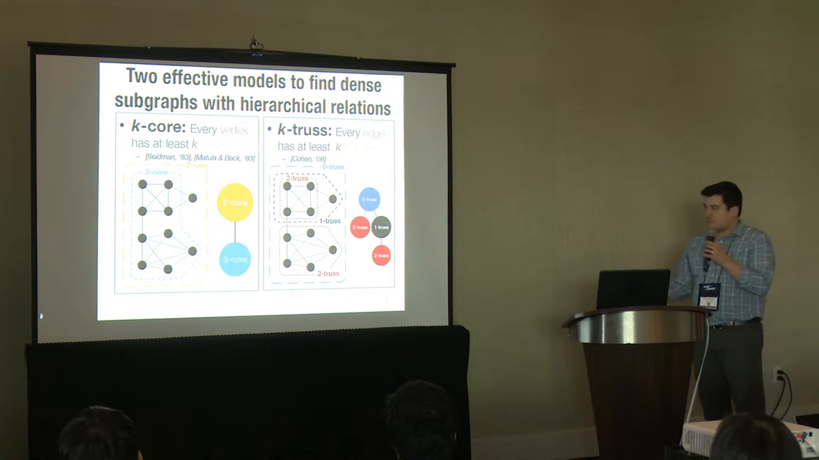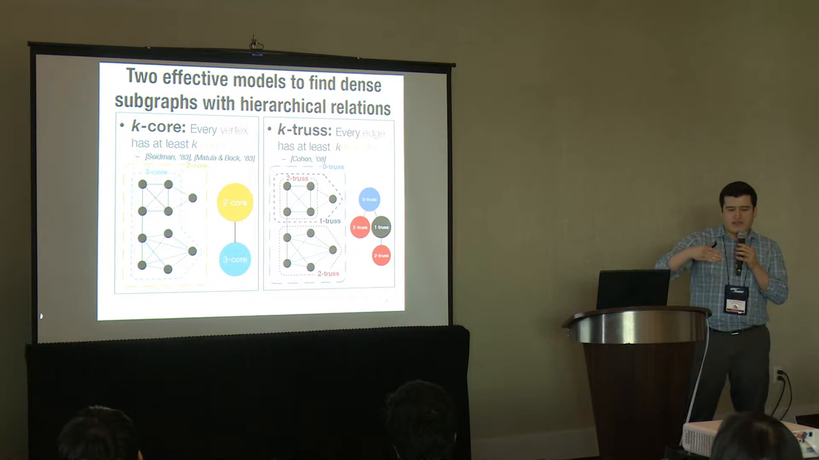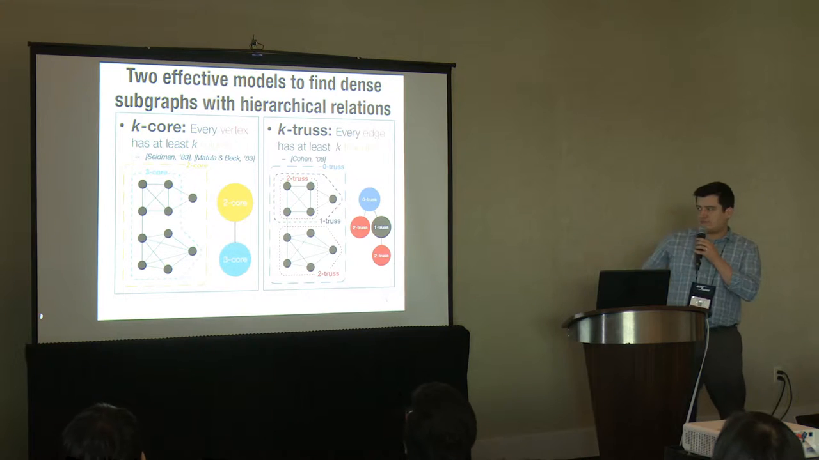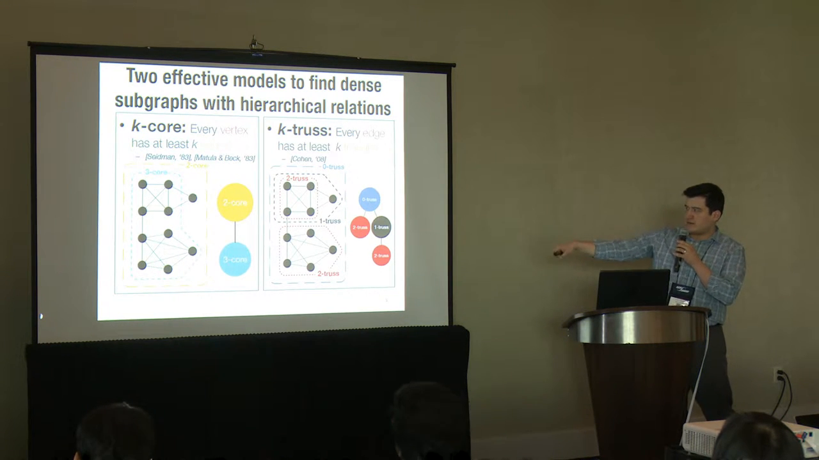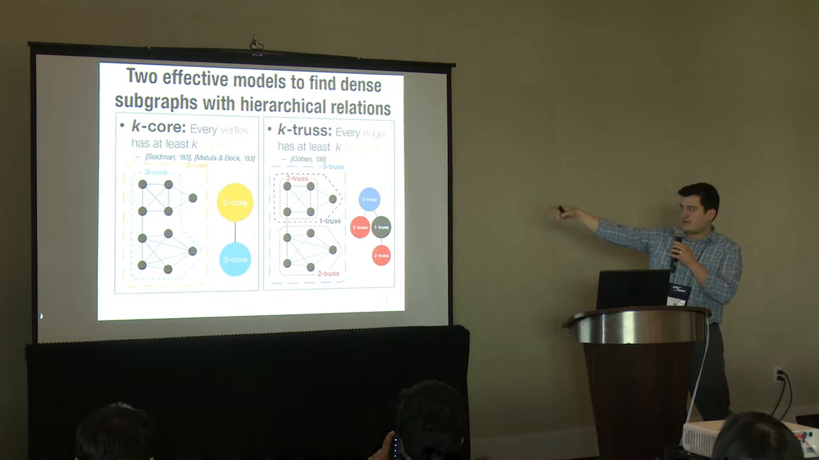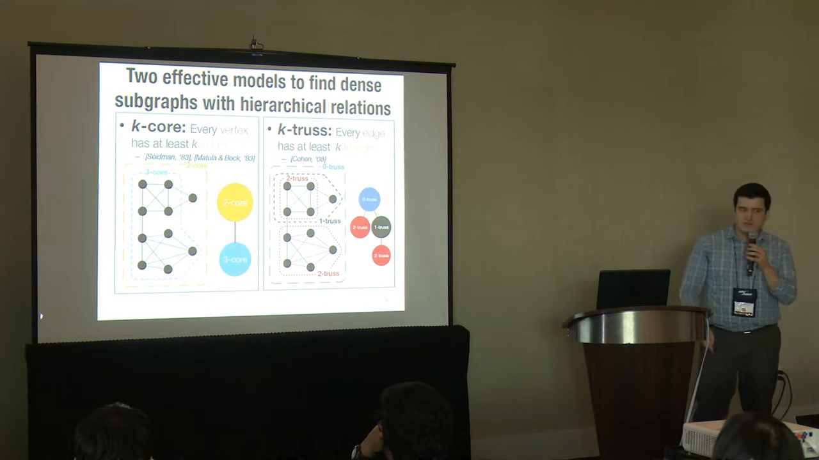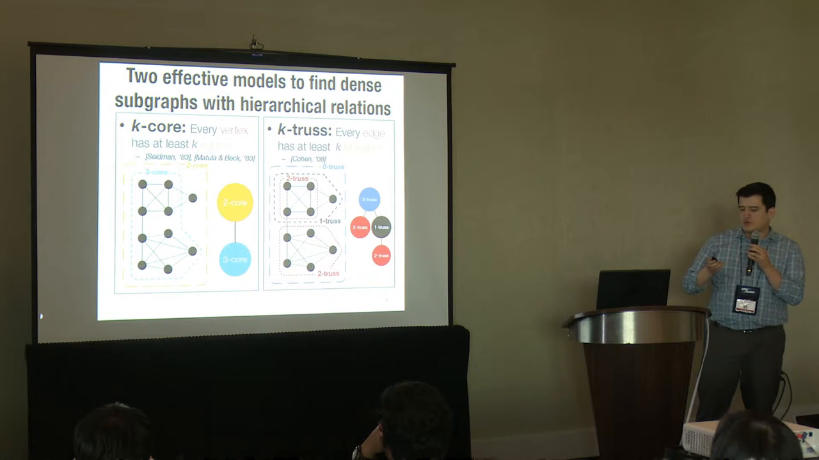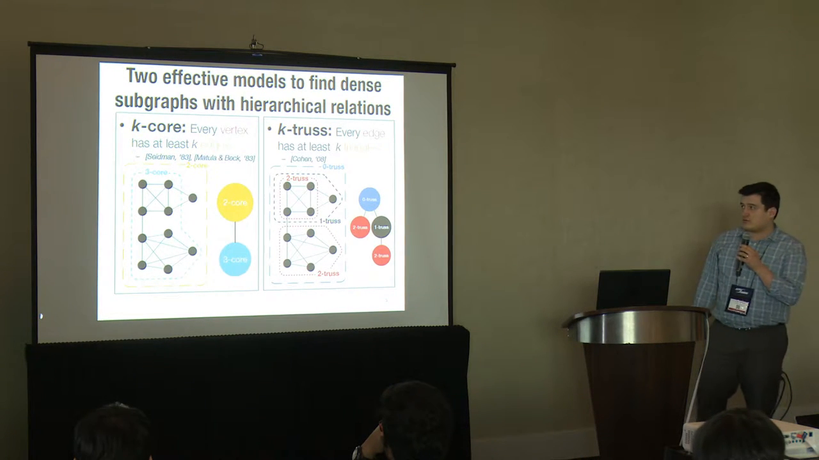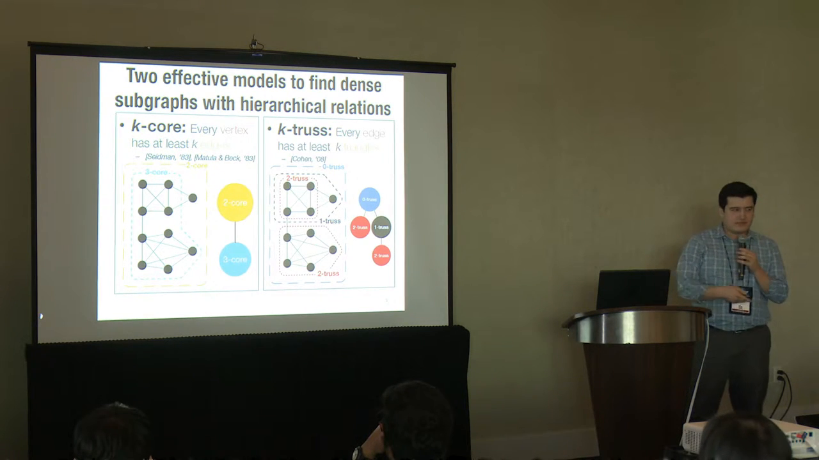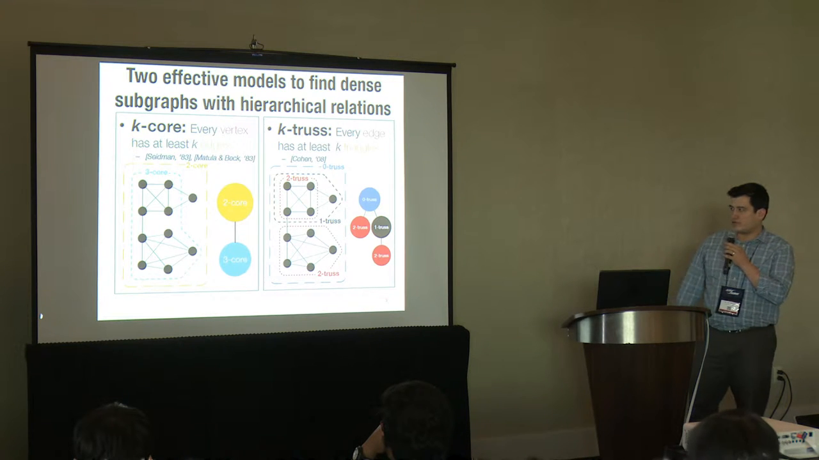K-truss is a very similar concept, but it is talking about every edge and their triangle counts. Every edge should be involved in at least K triangles. For the same graph, I draw the trusses here, and as you see, there are nested trusses within each other. The entire thing is a zero-truss, and it has two children and one more leaf at the bottom. Those are quite useful and quite popular algorithms for graph analytics. I think there will be some other papers mentioning the K-core decomposition.